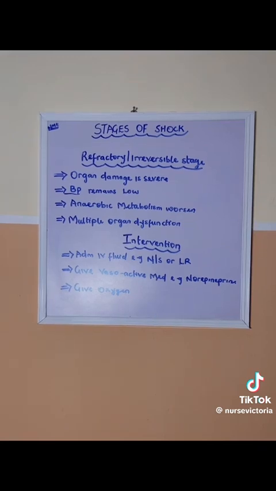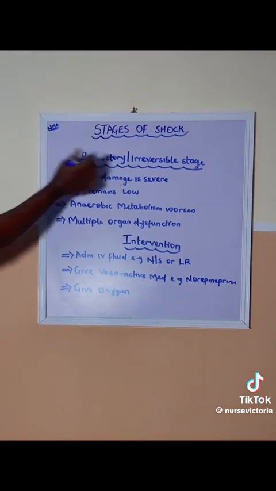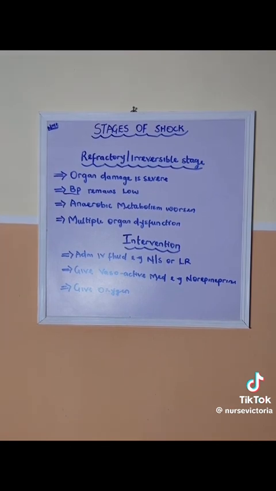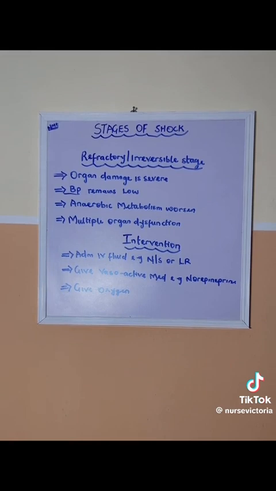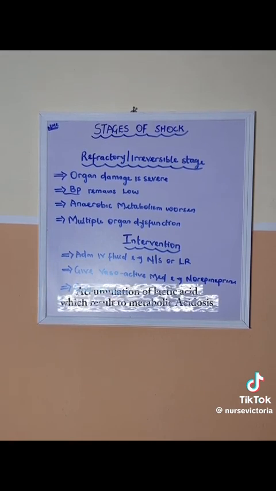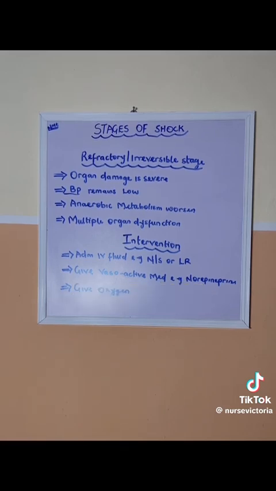So in the last stage of shock, which is called the refractory or irreversible stage, organ damage is severe. The patient is finding it hard to survive here, and the patient is no longer responding to treatment. Blood pressure remains low, anaerobic metabolism worsens. So this means that there is accumulation of lactic acid in the bloodstream, which contributes to a condition called metabolic acidosis. So there is multiple organ dysfunction. The kidneys, the skin, the brain, and all other organs you can think of are compromised.